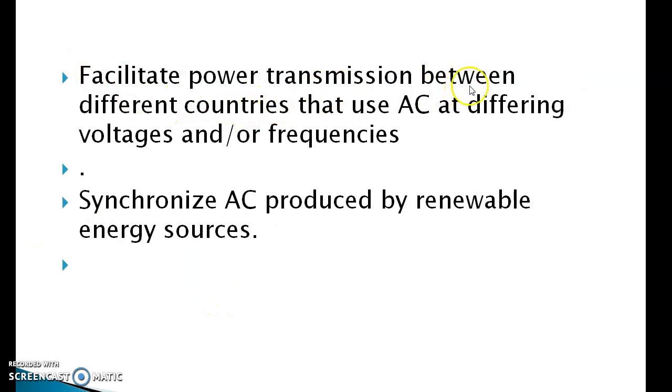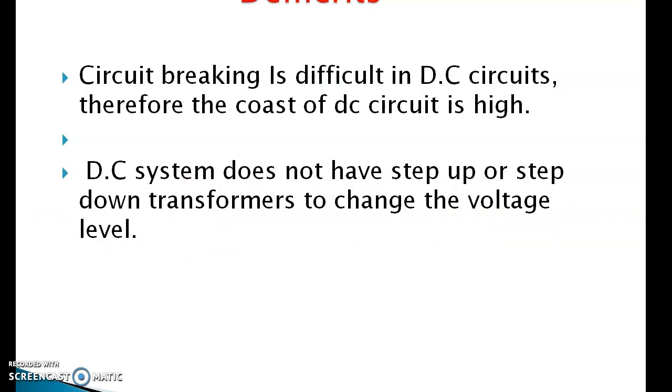Facilitate power transmission between different countries that use AC or differing voltage and or frequencies. Synchronize AC produced by renewable energy sources. Demerits. Circuit breaking is difficult in DC circuits. Therefore, the cost of DC circuit is high.